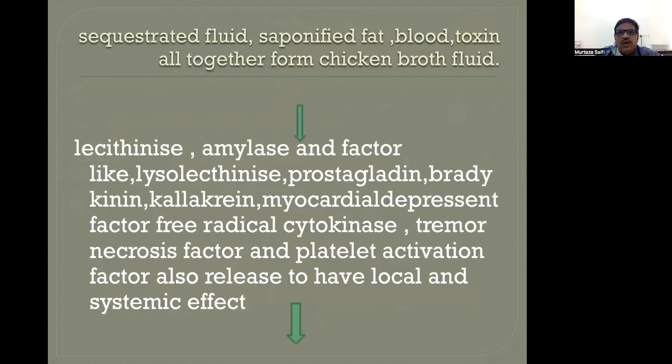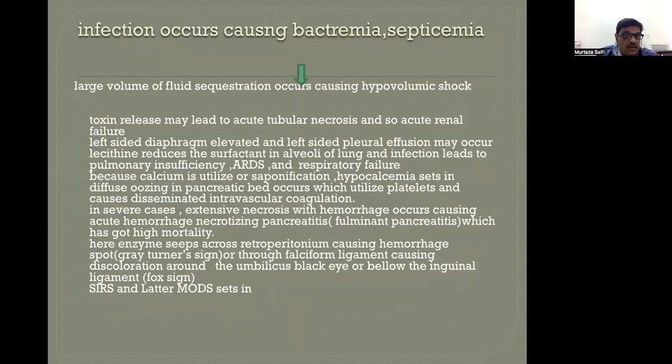Sequestered fluid, saponified fat and blood together form chicken broth, which releases lecithin, amylase and factors like lysolecithin, prostaglandin, bradykinin, kallikrein, myocardial depressant factor, free radicals, cytokines, tumor necrosis factor and platelet activating factor, which lead to local and systemic effects. Infection occurs causing bacteremia and septicemia. A large volume of fluid sequestration occurs causing hypovolemic shock. Toxin release may lead to acute tubular necrosis and so acute renal failure may occur. Left-sided diaphragm elevation and left-sided pleural effusion may occur due to irritation of the pleura.